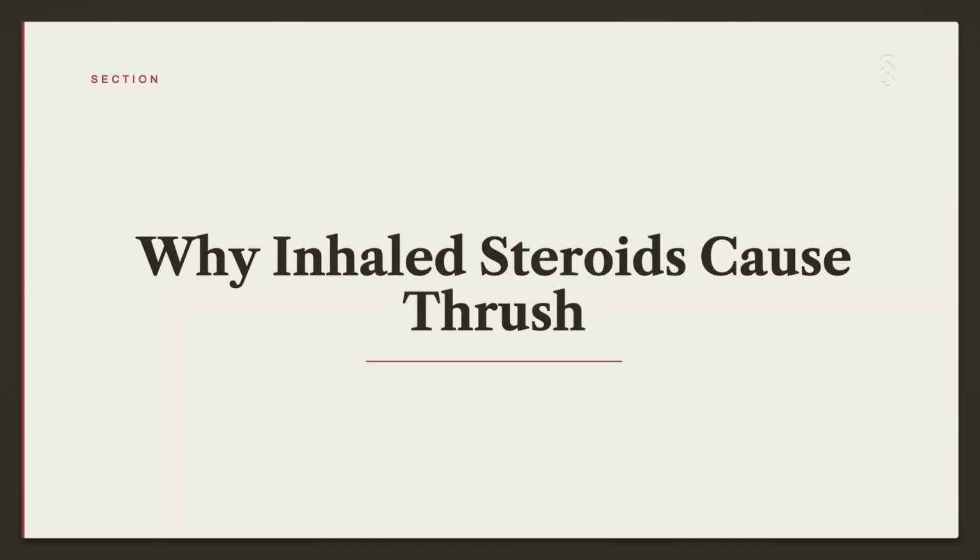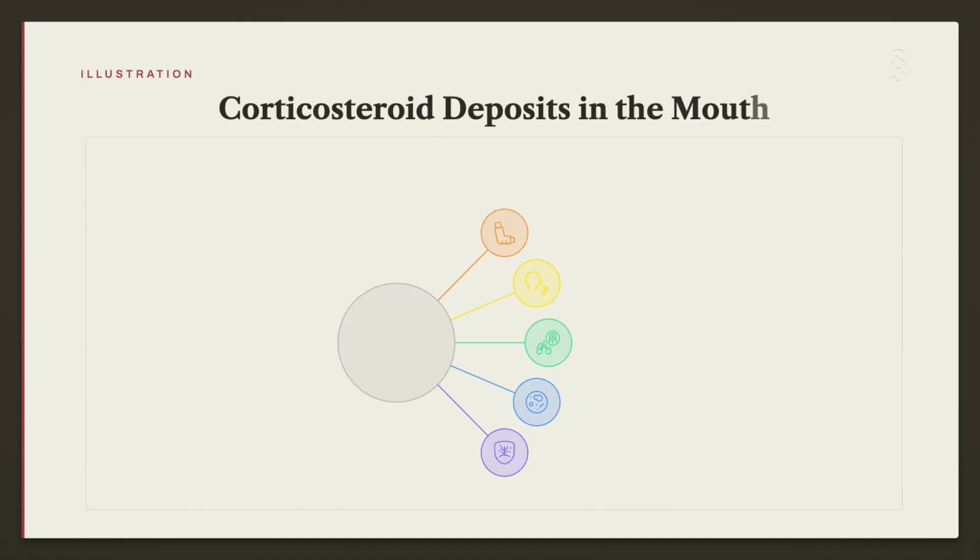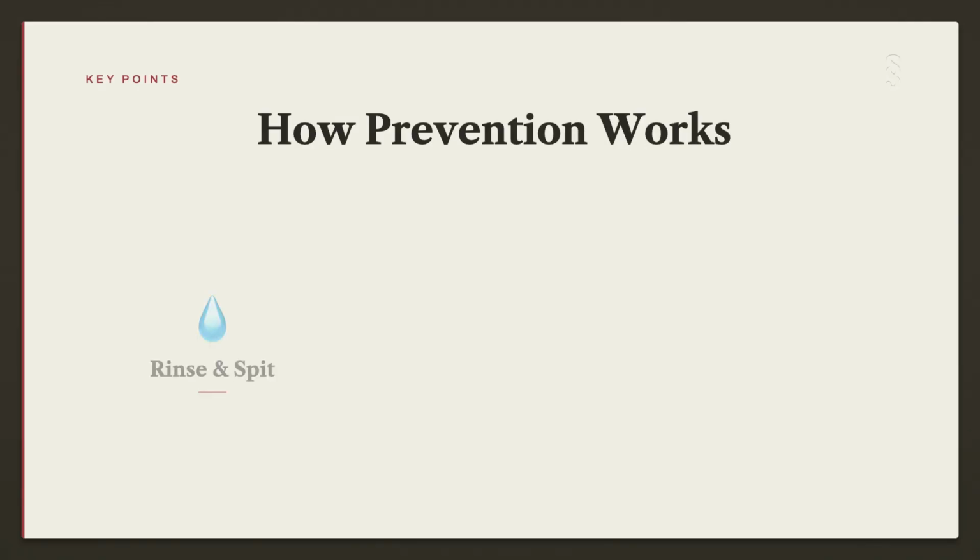Oral thrush is the most common local side effect of inhaled corticosteroids, and understanding why it happens explains exactly how to prevent it. Inhaled corticosteroids suppress inflammation in the airway, but a large fraction of each dose never gets that far, instead landing in the mouth and throat. There, it suppresses local immune defenses, letting Candida albicans, an organism normally kept in check, overgrow into thrush. Prevention follows directly from the mechanism.